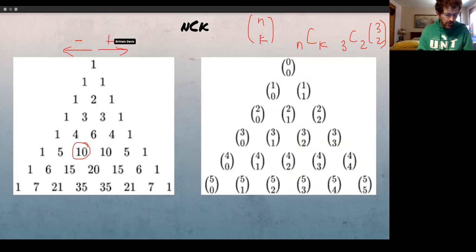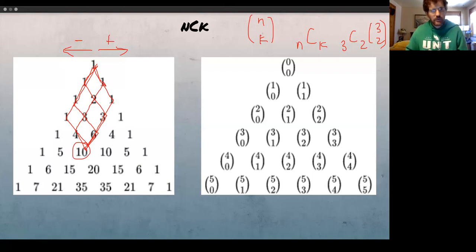So I could have 3 failures in a row and then 2 successes. I could have 2 successes in a row, then 3 failures. I could have a failure, 2 successes, and then 2 failures. I could do 2 failures, 2 successes, 1 failure, and so on. 1 success, 3 failures, 1 success. And I'm not going to go through all 10, but there are 10 possible paths that I can follow to get to that 10 right there. I don't know if it's helpful to help you think of what choose is referring to, but that's one way of thinking about it.